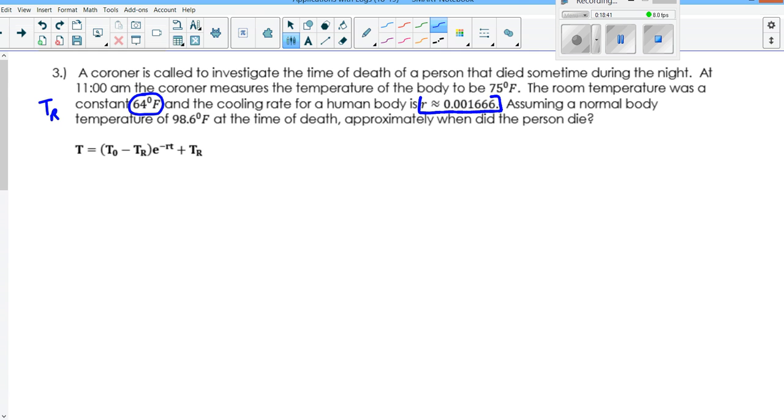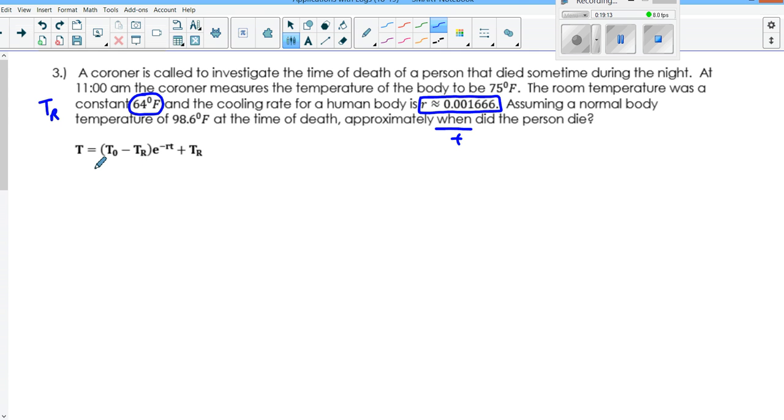There are going to be questions where I ask you for the R value. Assuming a normal body temperature of 98.6 at the time of death, approximately when did the person die? Notice that when is talking about a time, so that means that lowercase t is what we're going to be solving for, which means we must know everything else. Well, looking back, I know my R value, I know my T sub R value, I need to find my T and my T sub O.